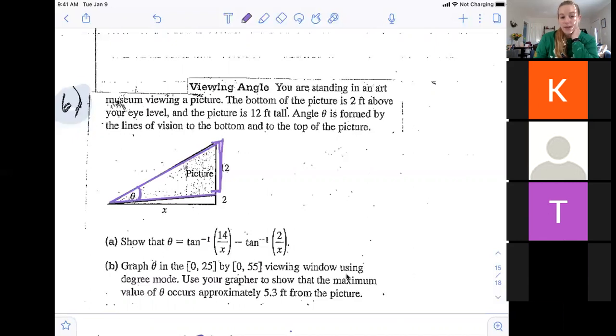Now, the problem with this is it's not a right angle. And we're in a section on trig, and trig is only right angle geometry, essentially. So in order for us to solve this with the tools that we have, we have to use a right angle. The first part says, show that theta equals tangent of -1 of 14 over x minus tangent -1 of 2 over x. In order to show that, I need to draw 2 triangles from this picture.